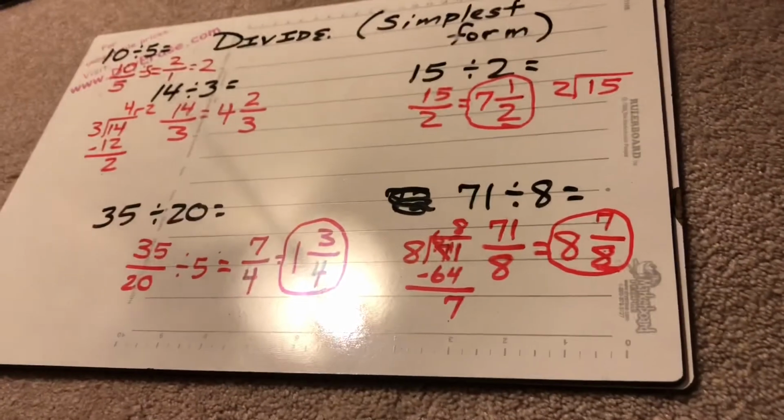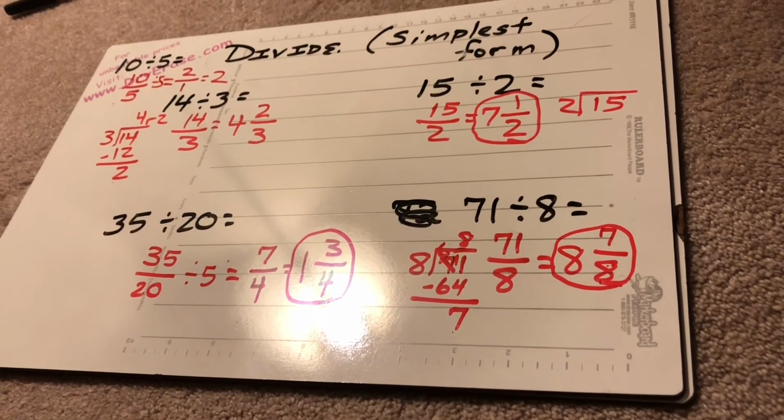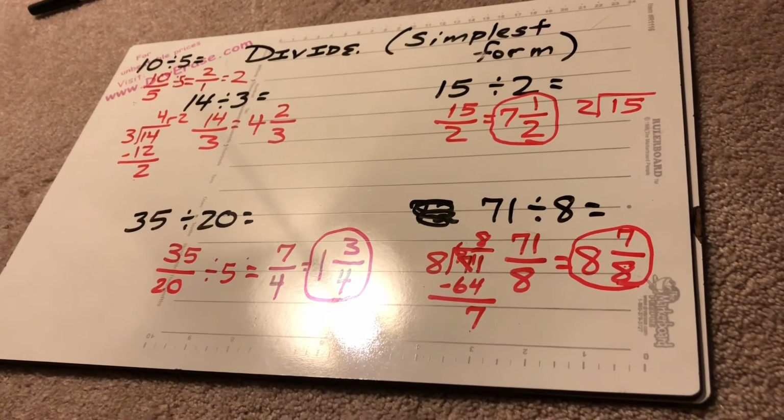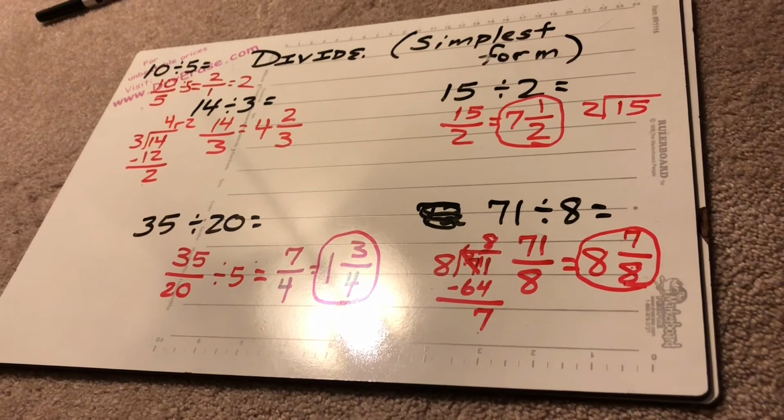So it's essentially the same thing. It's just now you're going to be turning things into mixed numbers instead of just fractions like we did in 10.1.